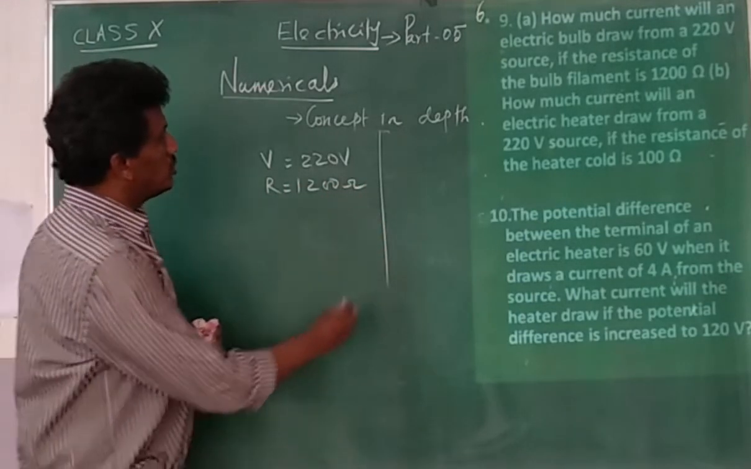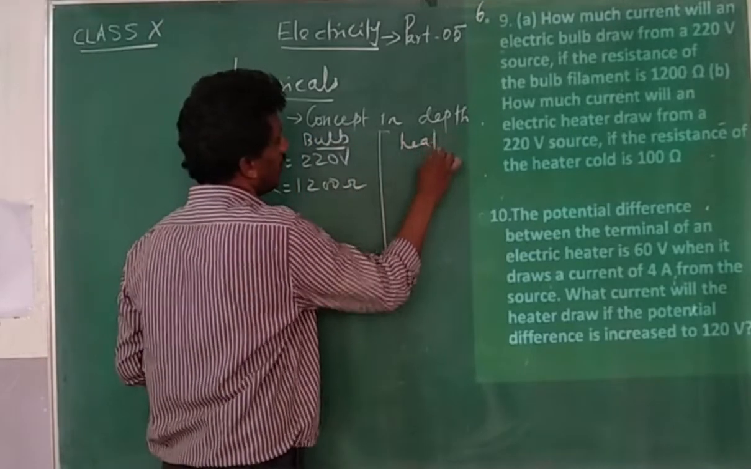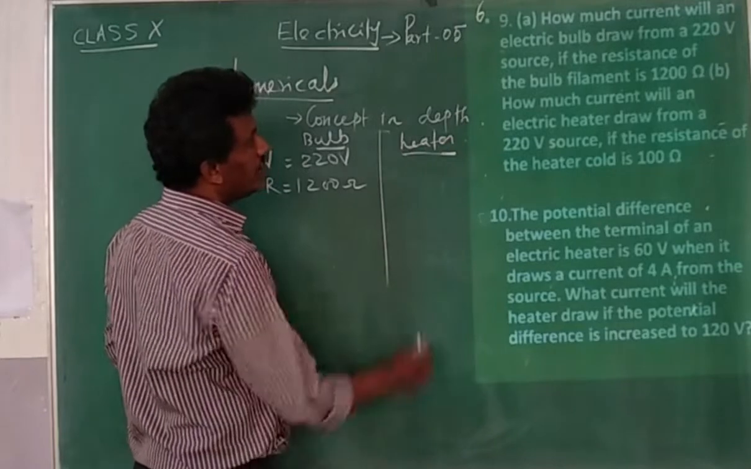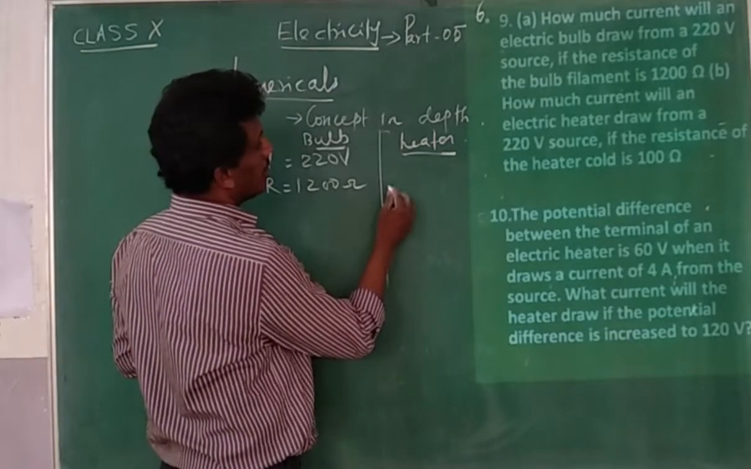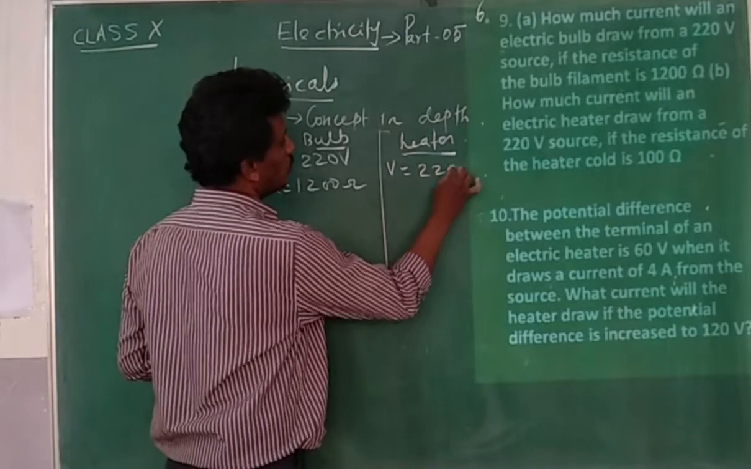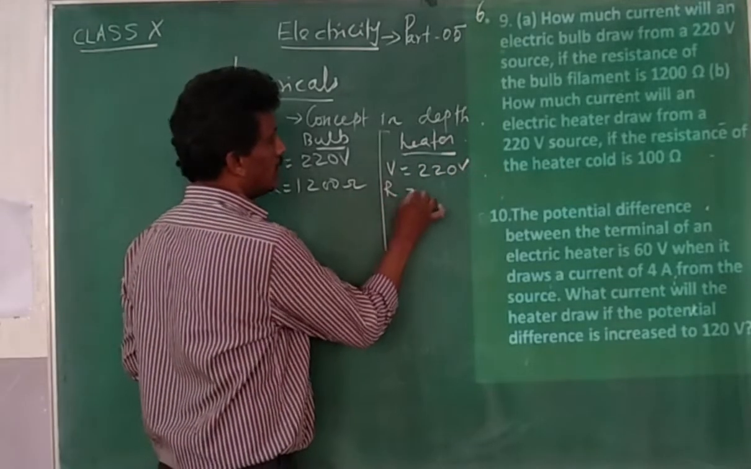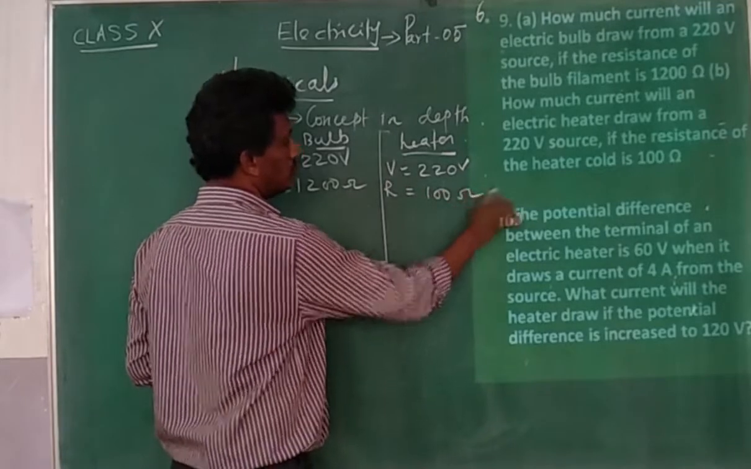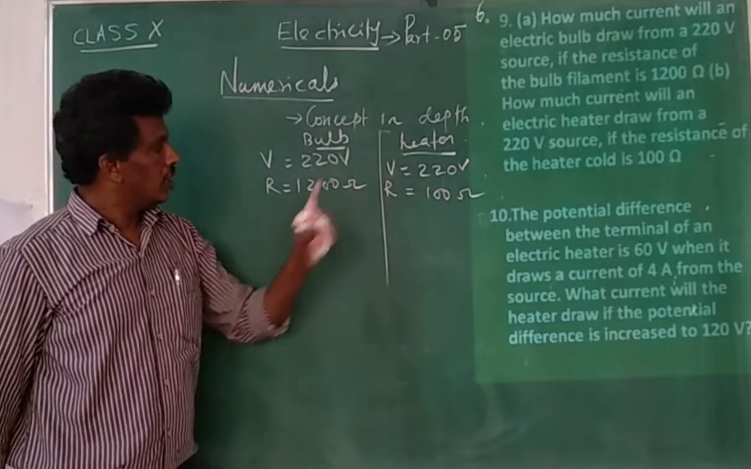Another one, what are you using? This is the bulb. This one you are using is a heater. In the heater, what is happening? We are asking about V. No change, 220 volt. But the resistance of it, how much is given? Here 100 ohm. I think only the resistance differs, because the bulb has more resistance, the heater has less.